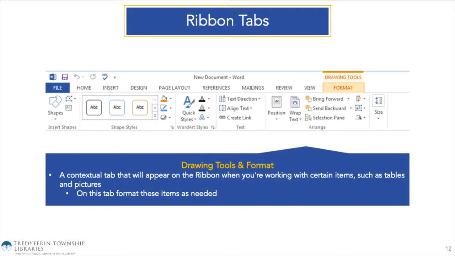So if you're working with a table, there will be a little bit more formatting options for you, as well as with pictures. But you can change things like outline, fill color, the direction of the text, how the text aligns, its position, and also where it lands on the page. So if you wanted a picture to be behind text, you can send it backward or bring it forward.